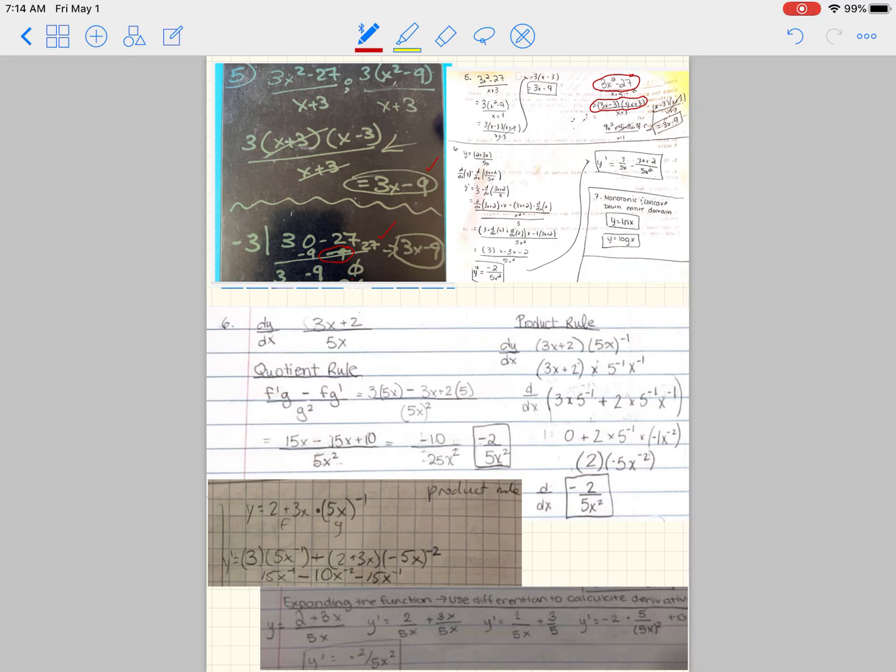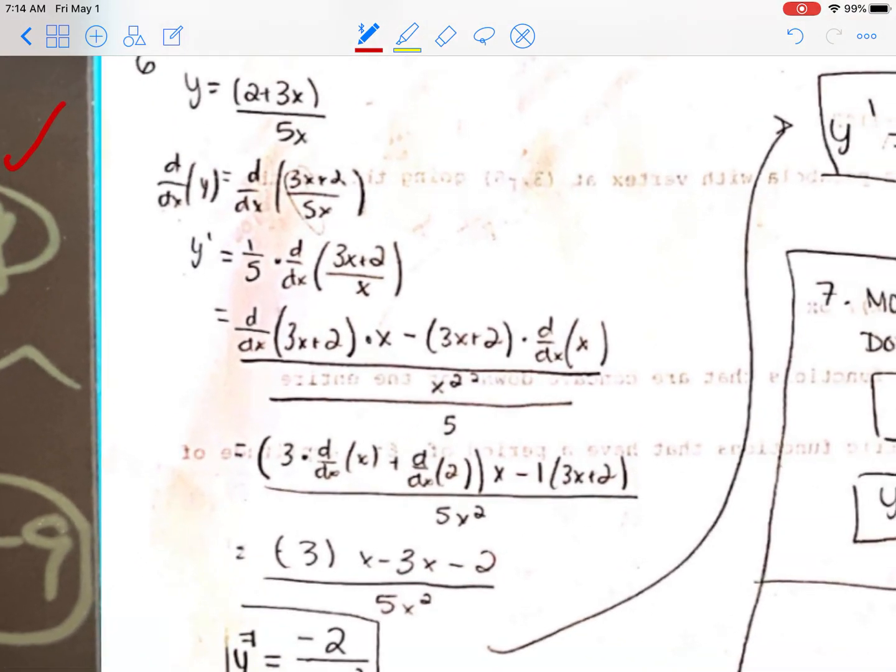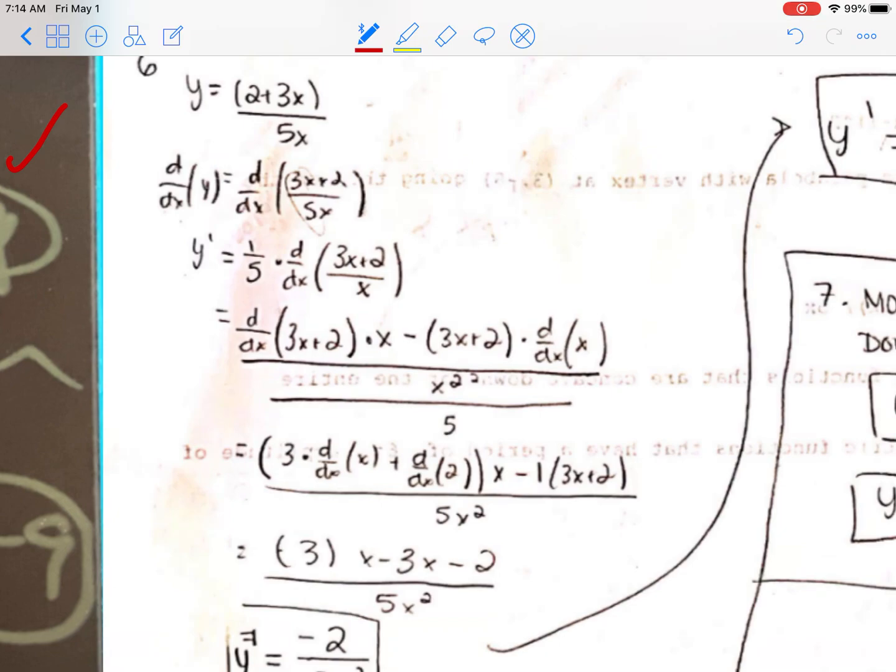So, for instance, this number 6, I've never really just taken out the 1/5 like that and written it as divide by 5. That looks a little confusing. And I know you're taking the derivative of 3x plus 2, which is the same as 3 times the derivative of x. But you're really making your life difficult. Why don't you just say the derivative of 3x plus 2 is 3?